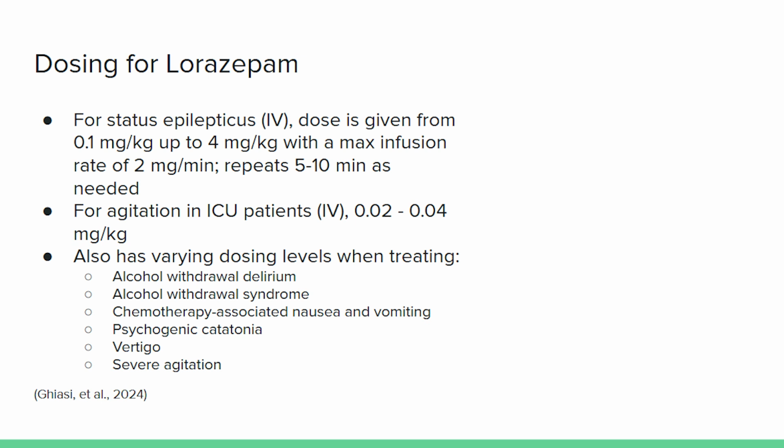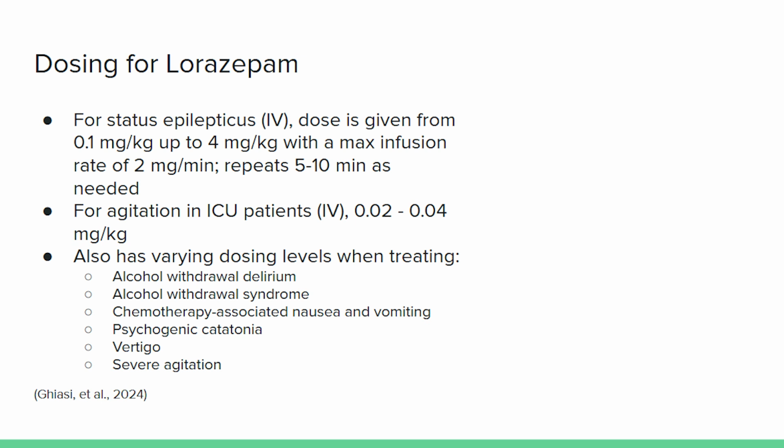And for a serious condition such as status epilepticus, which is an emergency where a person is either having multiple seizures within 5 minutes or a seizure that lasts longer than 5 minutes, lorazepam is administered intravenously at a rate of around 0.1 milligrams per kilogram up to 4 milligrams per kilogram with a max infusion rate of up to 2 milligrams per minute and will be repeated every 5 to 10 minutes if the patient is still seizing. For patients in the ICU who are basically heavily agitated, it's also administered intravenously at a rate of 0.02 to 0.04 milligrams per kilogram.